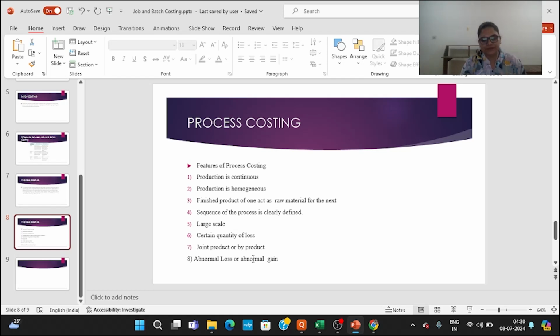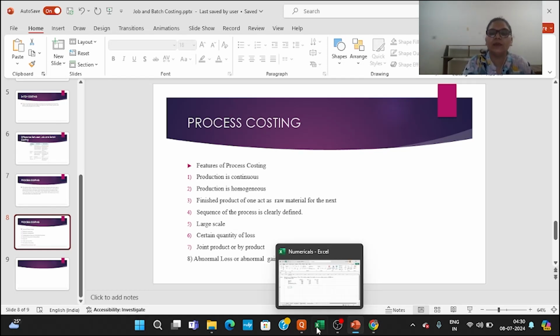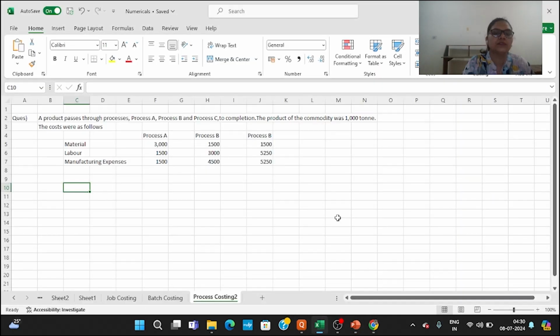This is the theory part. Now let us understand this particular concept with the help of a numerical. For example, process A. A product passes through processes: process A, process B, and process C. To completion, the production of the commodity was 1000 tons. The costs are as follows.